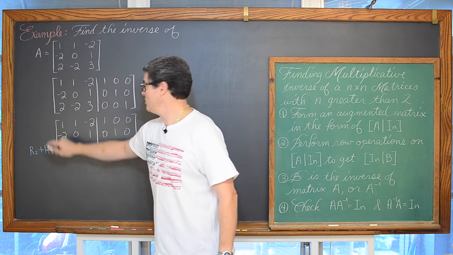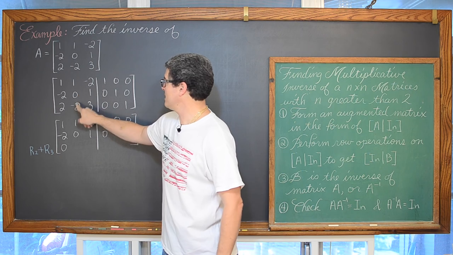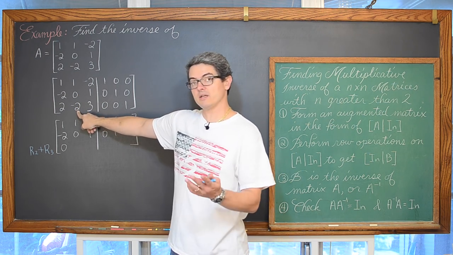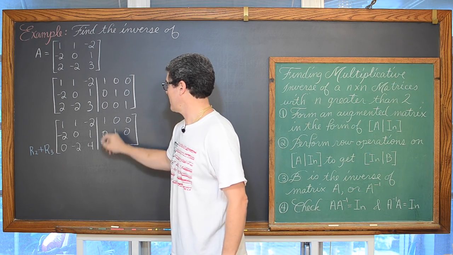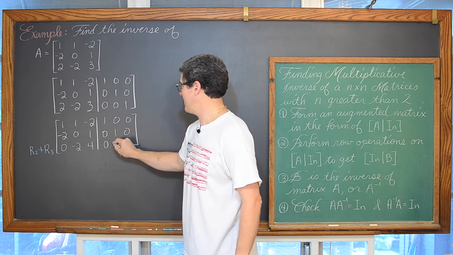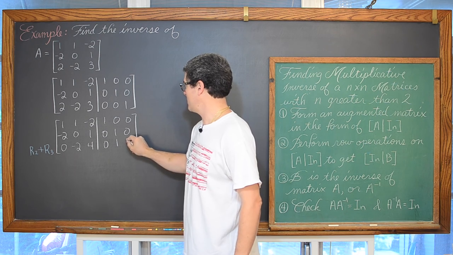Negative 2 plus 2 is going to be equal to 0. And we have 0 plus negative 2 is negative 2. 1 and 3 is 4. Then we have 0. Adding these two, we have 1. And then 0 and 1 is equal to 1.